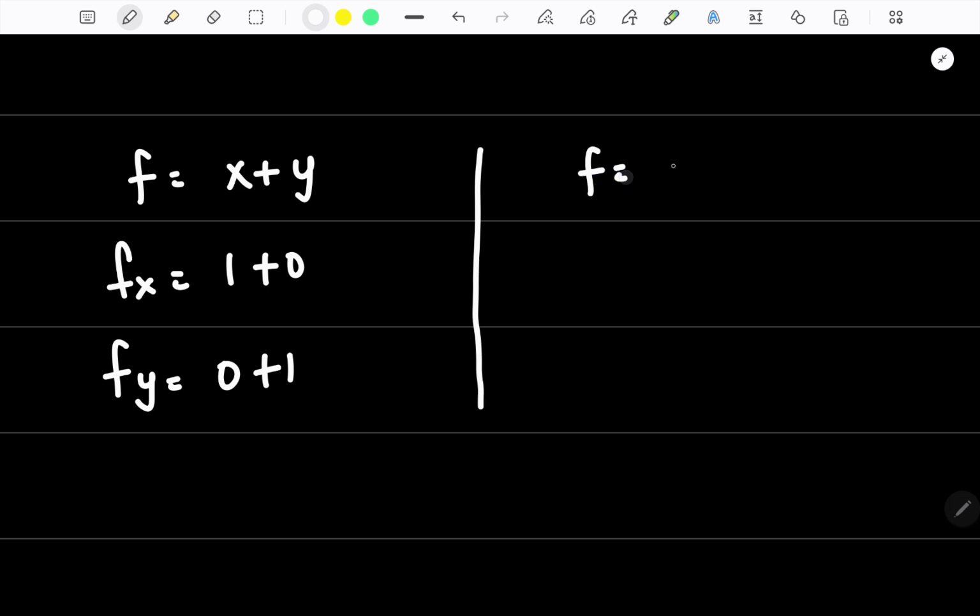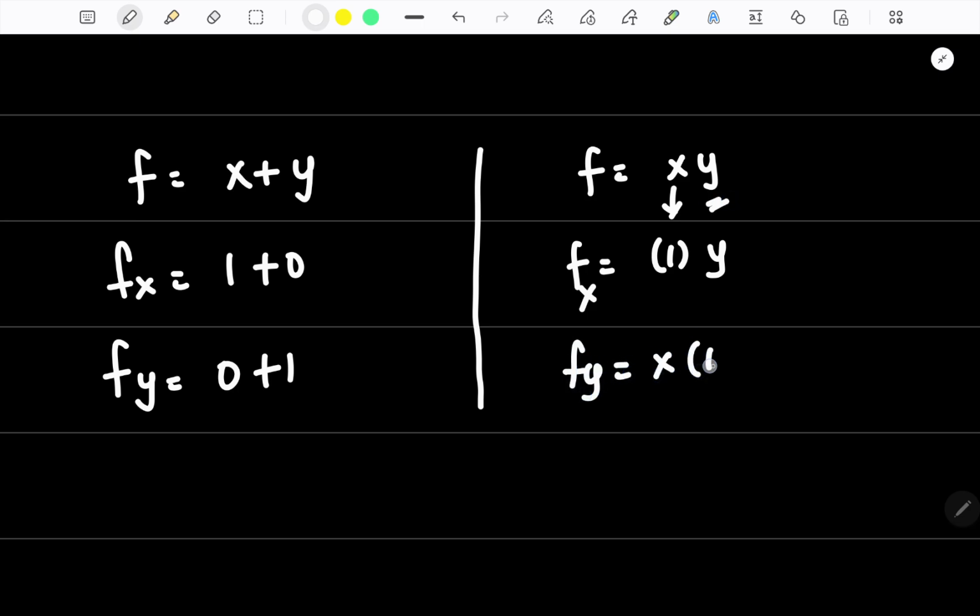Suppose I give an example, f is equal to xy. Products. For fx, the partial derivative with respect to x, the derivative of x is 1 and keep this y. And for fy, keep x, and the derivative of y is 1. This is the way of doing it.